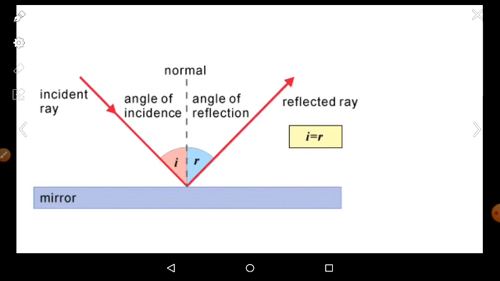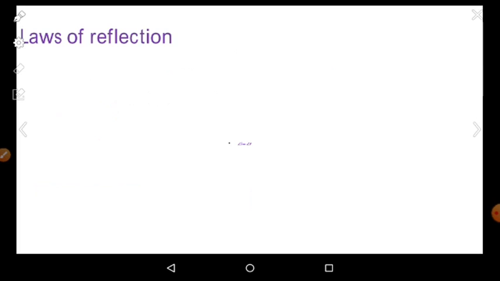So keenly observing this, the incident light and reflected light are on either side of the normal in the same medium, and also they are in the same plane along with the normal. And both the angles, the angle of incidence and the angle of reflection, are equal to each other. These are the laws of reflection. So here we have summarized the laws of reflection.